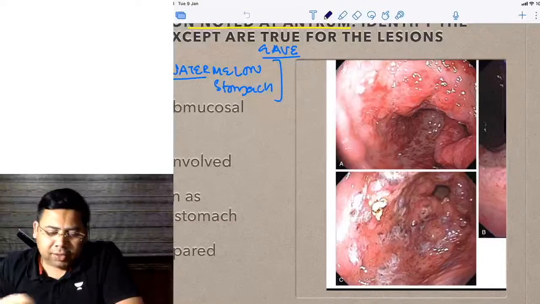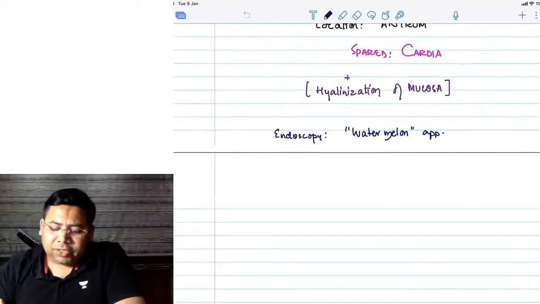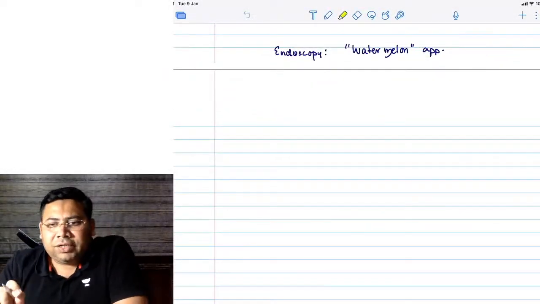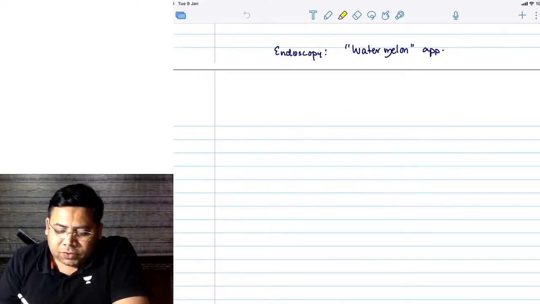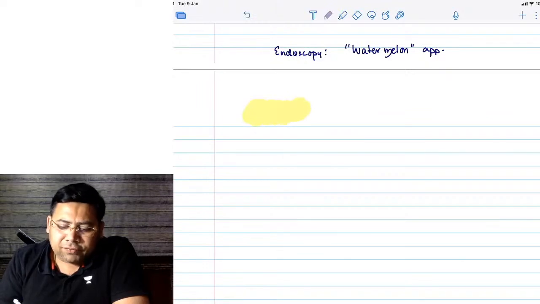Next, let us talk about the differential diagnosis. So we will take 3 conditions and we'll discuss. Very good, Arpita, very good. So the first is, we'll talk about GAVE.